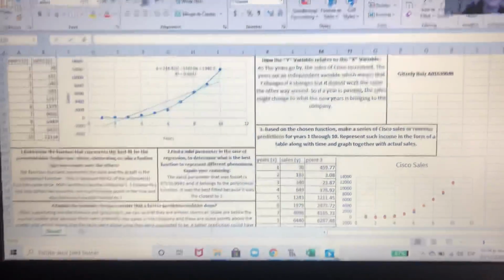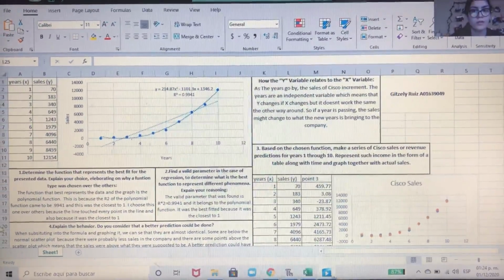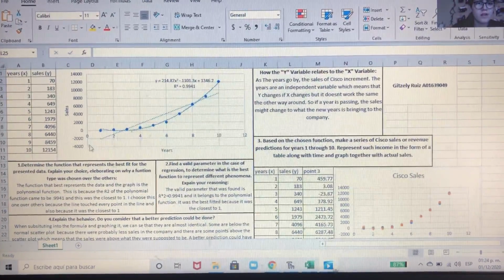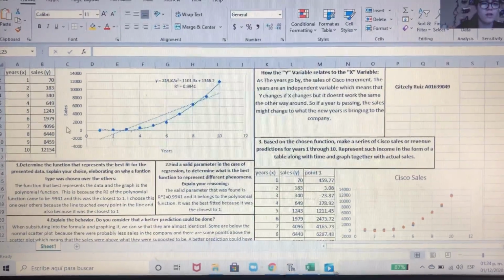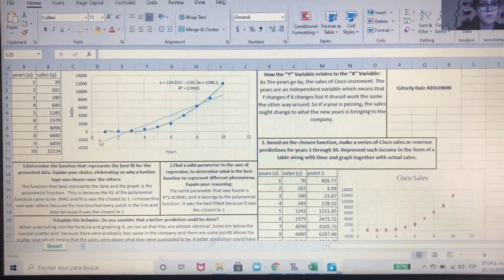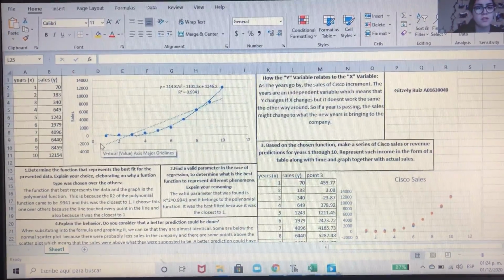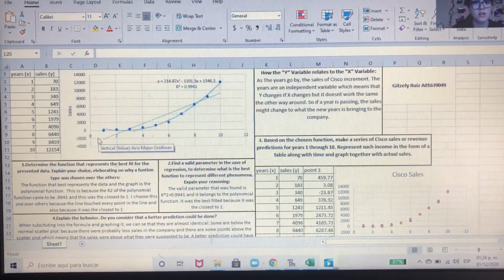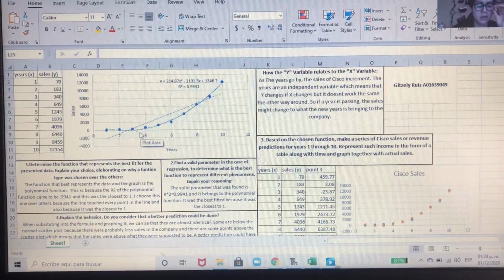I will start by explaining why the y variable has to do with the x variable. In this side, the x variable are years, and the y variable is sales. Each time the years are changing, the sales are increasing or decreasing. But in this point, they're increasing. And that's how they're related.